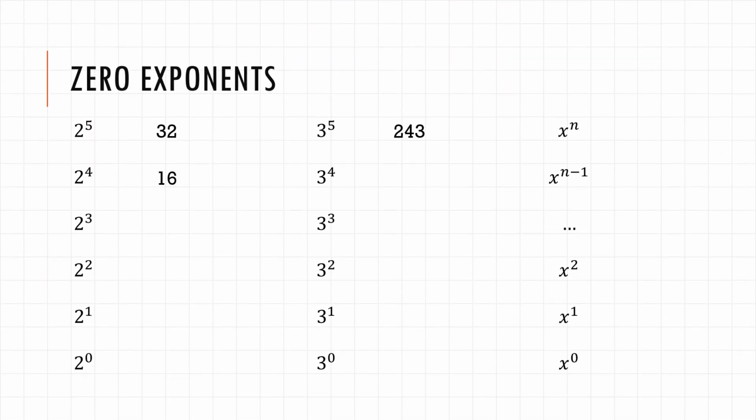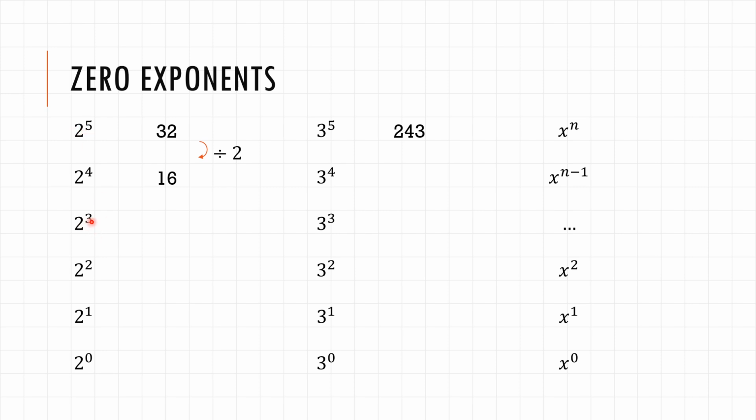Now let's talk about zero exponents. To start off, I want you to think about how would we get from 32 to 16? This is just a division by 2, right? 2 to the power of 5 is 32. 2 to the power of 4 is 16. And if we wanted to go directly from 32 to 16, we could divide by 2, the base.